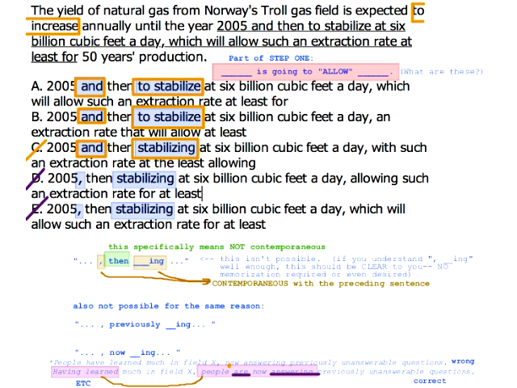Yeah, the extraction rate, we don't know what in the world is going to allow the extraction rate. Presumably some mining technology or another. But we don't know. They don't mention anything in the sentence that will allow the extraction rate to stabilize at that level. So if you ask yourself, what allows this extraction rate? Well, dude, I don't know.